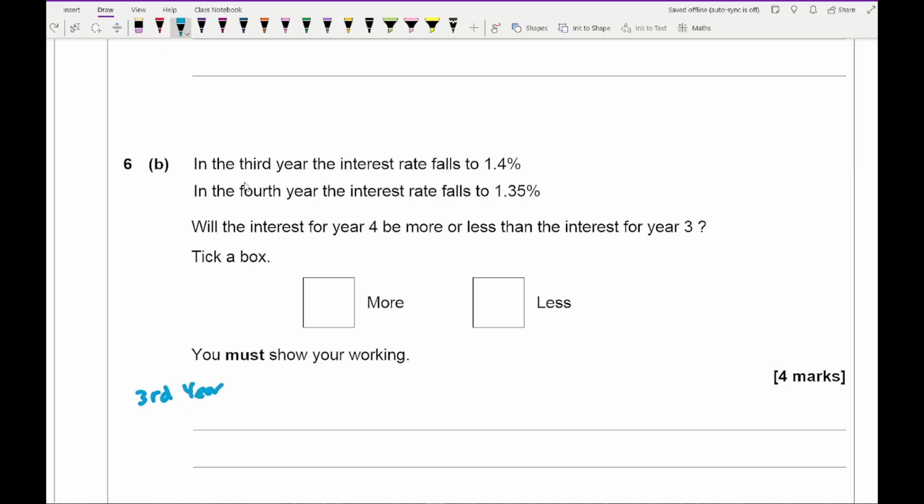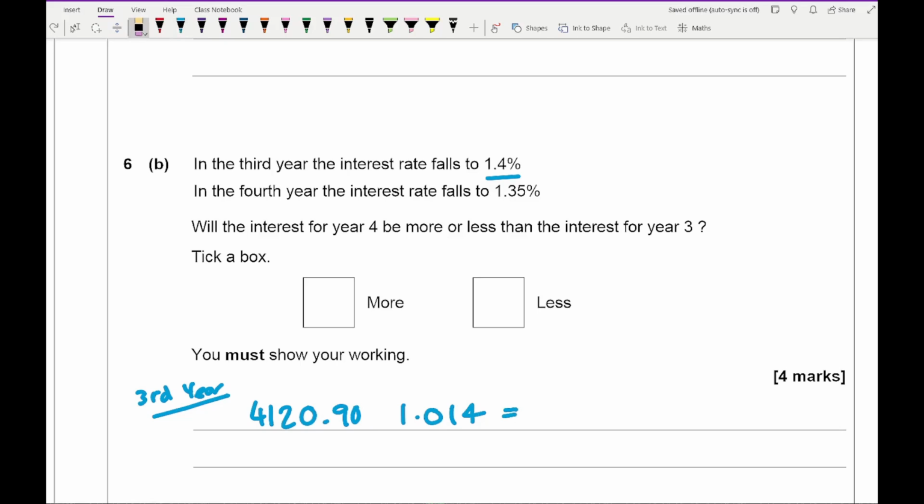now when it comes to these questions, I would always do your working out before you tick the box, because what you want to do is show the evidence and then make your decision. So in the third year I've got 4120.9, I think it was, let me just double check. And if I multiply that by the interest rate fall, so that's going to be 1.014, and that comes up to a value of, well, actually what we want to do here is work out the interest amount.